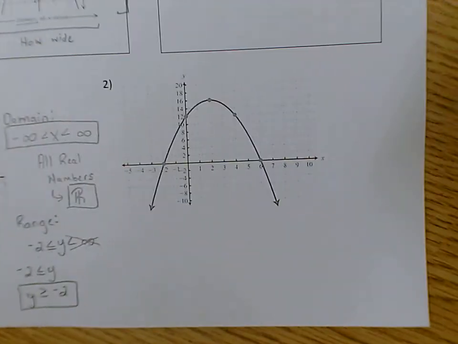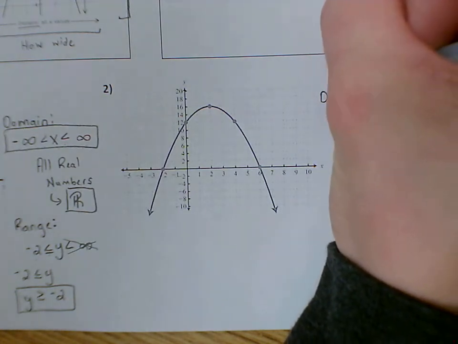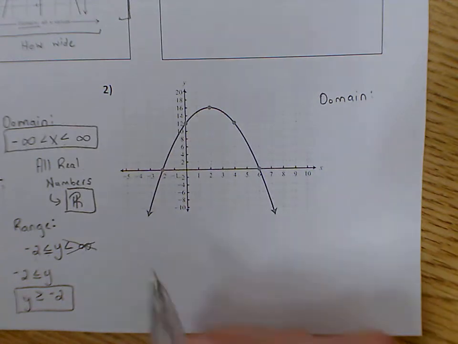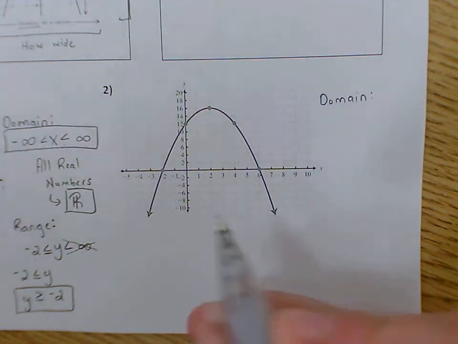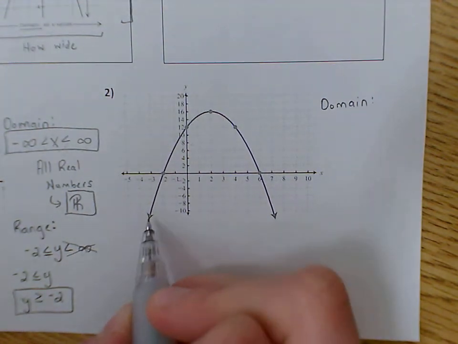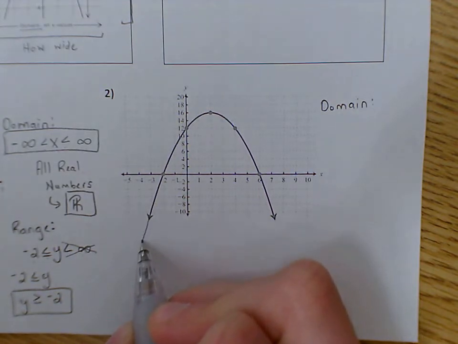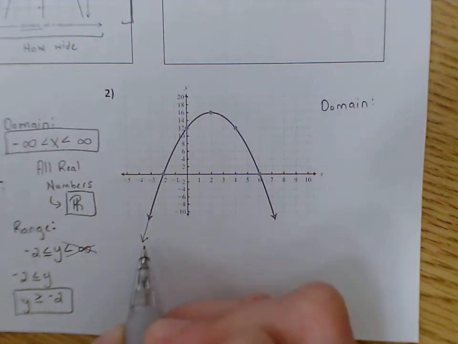All right, so let's say that we had to tell the domain and range for example number 2. Okay, so domain is how wide it is, so how far left and how far right does it go. So start on the left side, and if I look at the very left side, I notice that it has an arrow, so think about it keeps going, so it's going to keep going in that direction, but we're thinking about left and right.